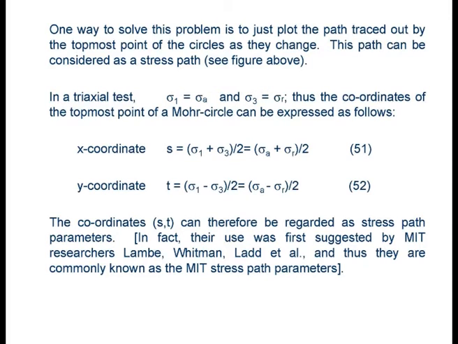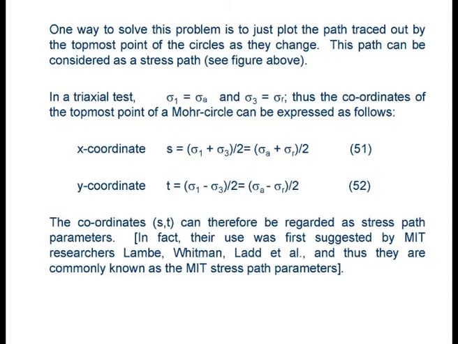And so in a triaxial test, you can easily write it out very simply. The major principal stress is the axial stress in the typical triaxial test. The minor principal stress is the radial stress. Agree? Okay. The coordinate of the top point of the Mohr circle, which is the crown, can therefore be expressed as follows. The x coordinate, we call it S, is equal to sigma 1 plus sigma 3 over 2, the average of the two, which is the coordinate of the center of the circle. All right, the y coordinate is actually the radius of the Mohr circle.